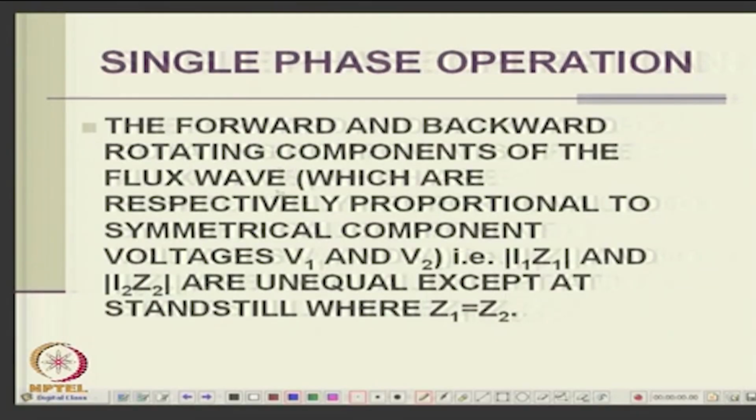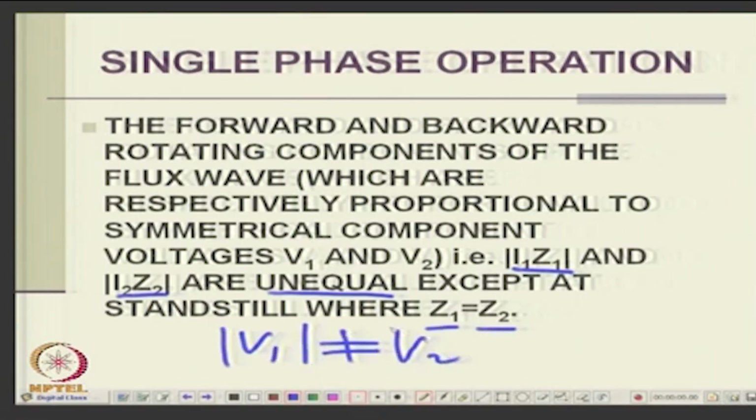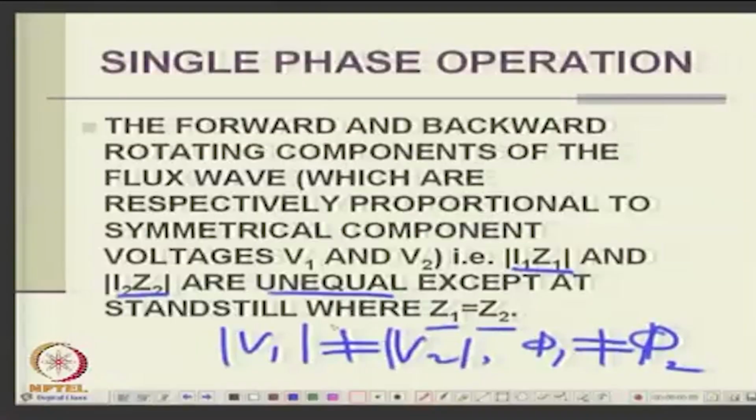So, the forward and backward rotating components of the flux wave, now, but the I1 Z1, I2 Z2 are not equal in this case, right, except at standstill. See, the I1 and I2 are equal, but V1 is not equal to V2. Therefore, phi 1 is not equal to phi 2. Is it clear? I1 equal to I2 means forward stator MMF is equal to backward stator MMF, because I1 and I2 are only stator currents, okay. But phi 1 is not equal to phi 2, because V1 is not equal to V2, except at standstill, because Z1 is not equal to Z2 otherwise. Any doubt on this?